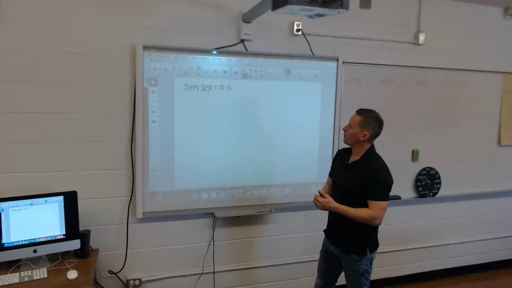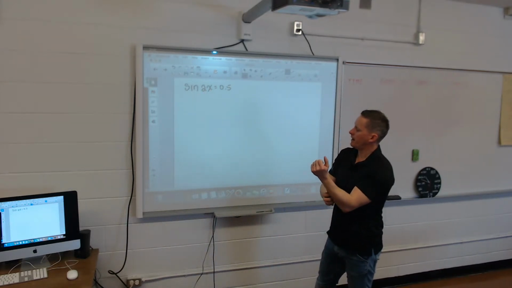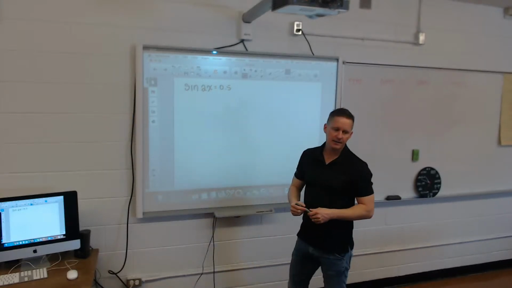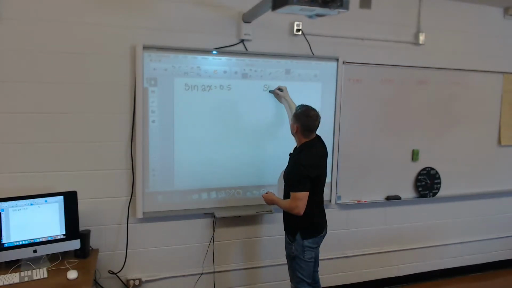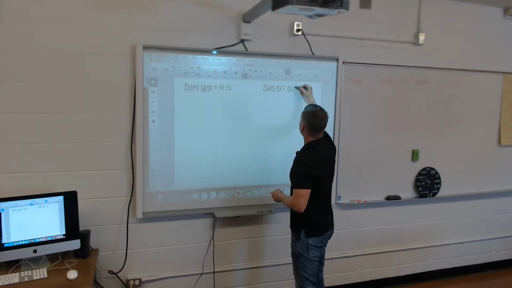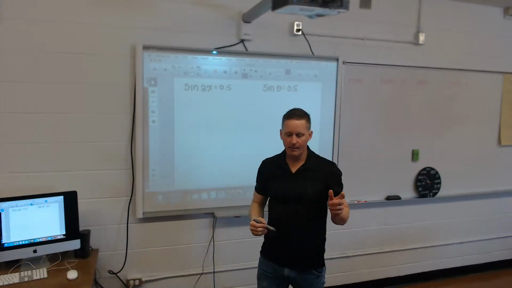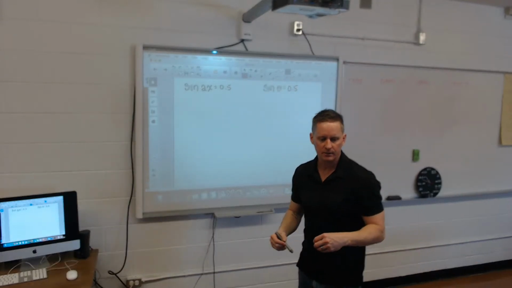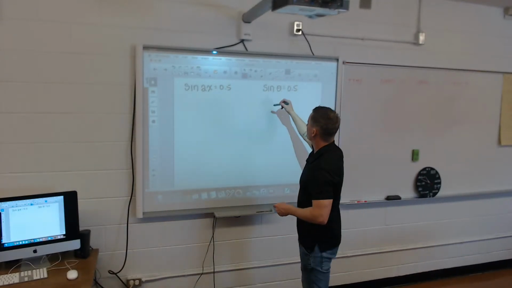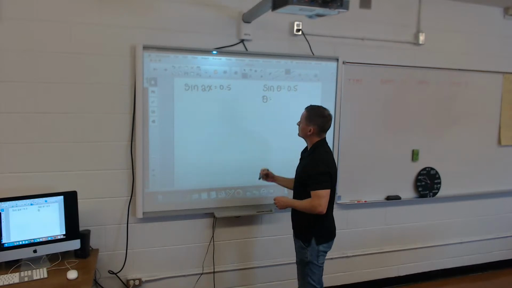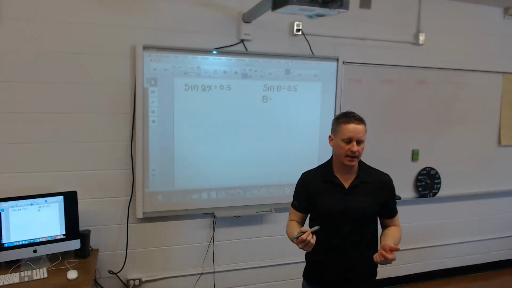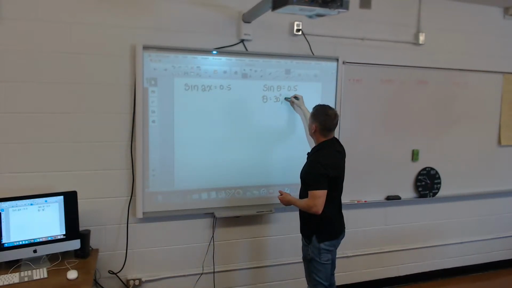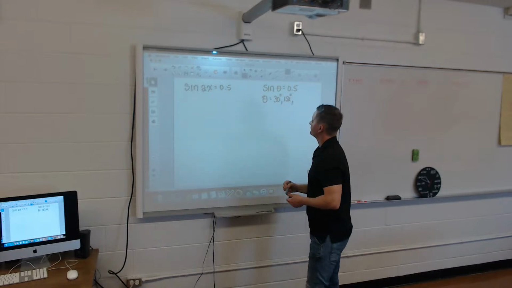This is another one of those questions. What I'm going to do is switch 2x to theta, so sine theta equals a half. Now, remember, the period changes, so I've got to find more solutions. Once around the circle, where does sine theta equal 1/2? Well, we just did it: 30 degrees and 150 degrees.